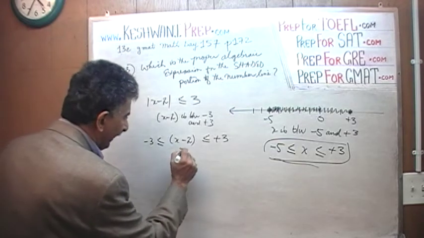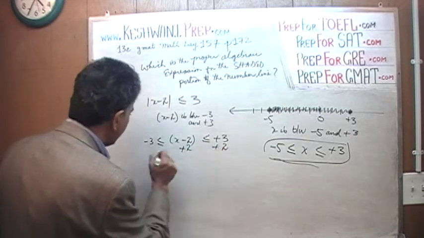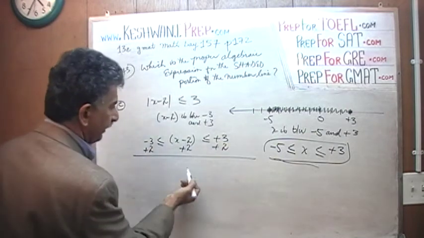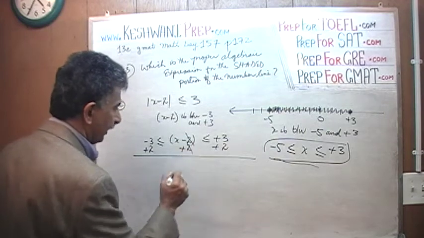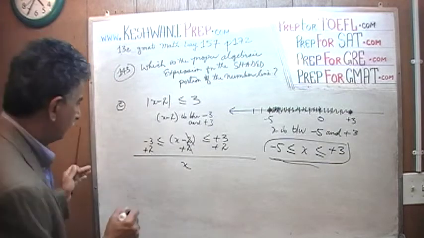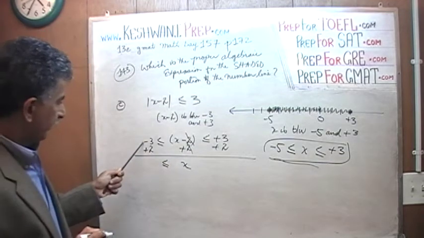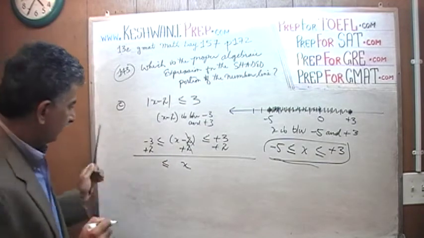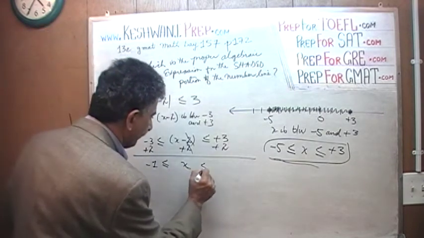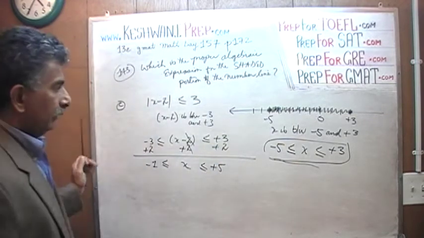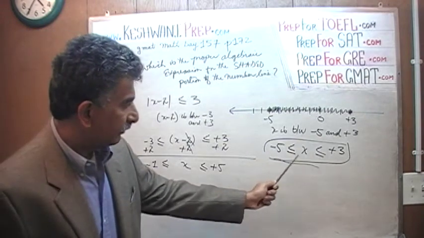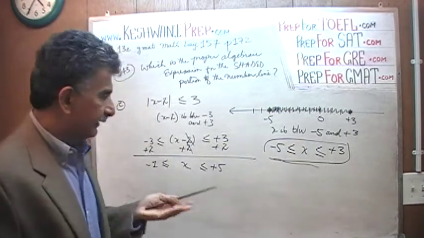Let's solve for x. Let's add 2 to the entire inequality. We're going to add positive 2 to the entire inequality because we want to get rid of this negative 2. So the positive 2 drops out, and we are left with x in the middle, which was the whole point because we want x by itself. So here we have a negative 3 and a positive 2. A negative 3 and a positive 2 is a negative 1. A positive 3 and a positive 2 is a positive 5. This is not what we're looking for. This one goes from negative 1 to a positive 5. This one goes from negative 5 to a positive 3. It's not the same thing.